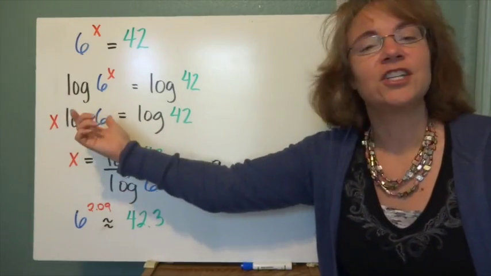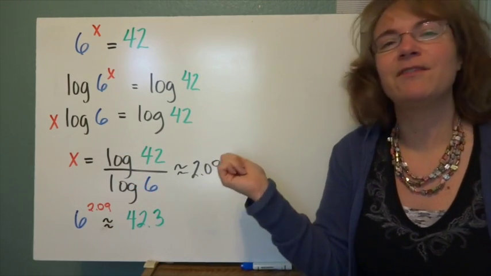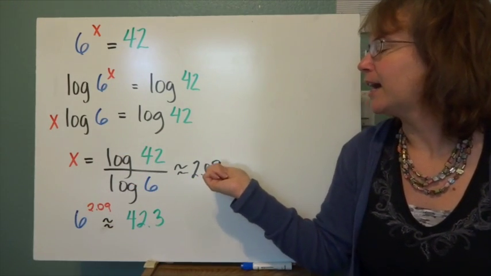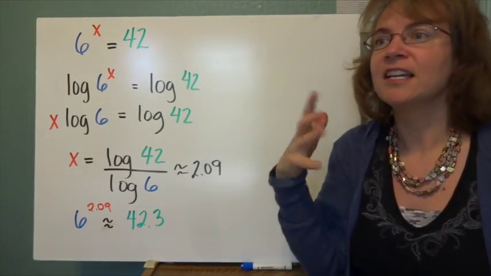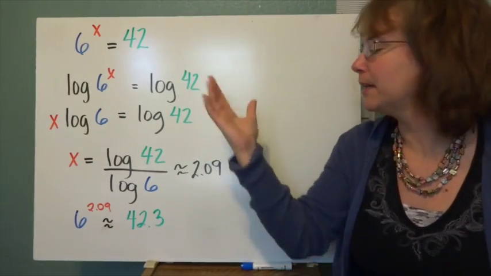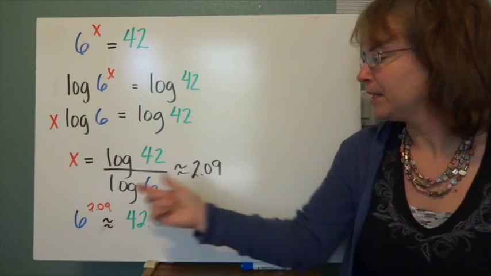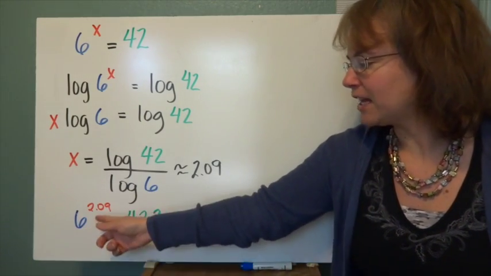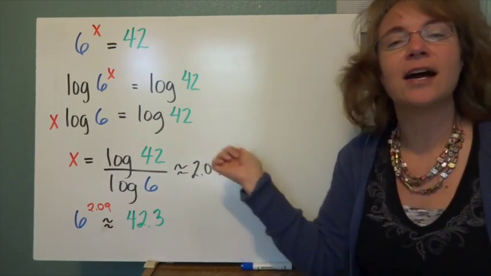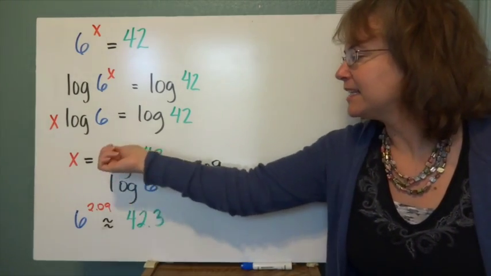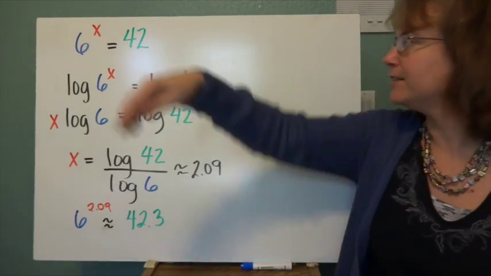Then log of 6 is just a number. Divide both sides by the log of 6, and I get the approximate value of 2.09, which is what I expected because 6 to the second power is 36, and 6 to the third power is a really big number, so I expect it to be pretty close to 2, and in between 2 and 3. So I check that on my calculator, and I don't get quite 42 because this is an approximate value. So if I wanted the exact value, I would have to write x equals the log of 42 over the log of 6.